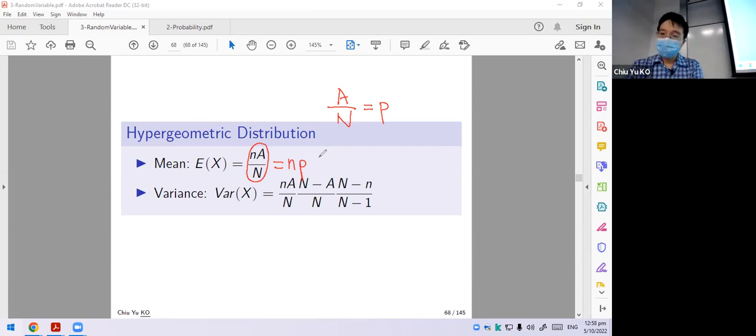Of course, you will see. Look at the variance. This is np. And the middle one is 1 minus p, because n over n is 1, and a over n is p. So you will see this is exactly what you would expect when you have a binomial, because np times 1 minus p is the binomial variance.